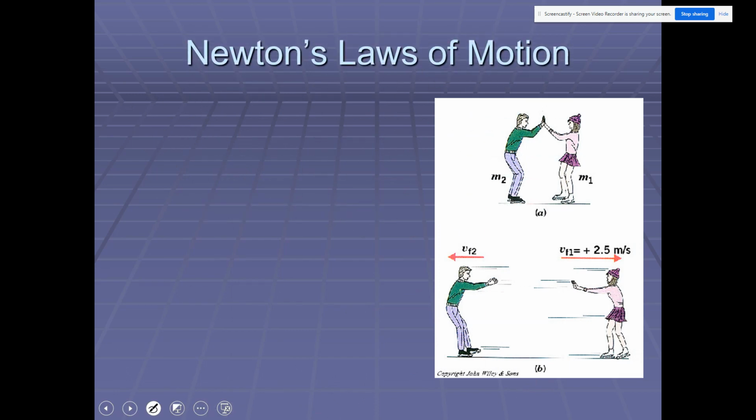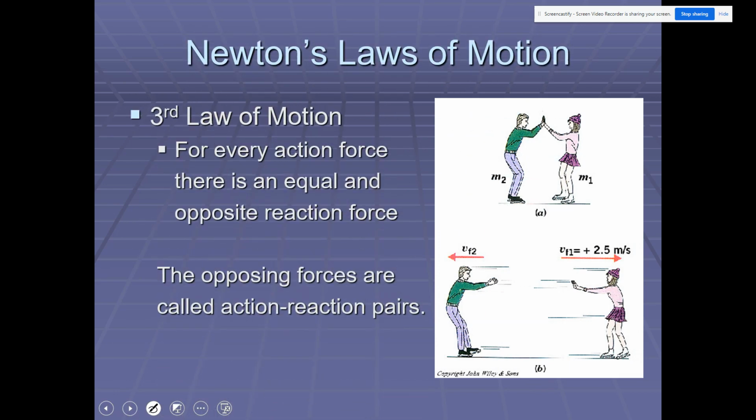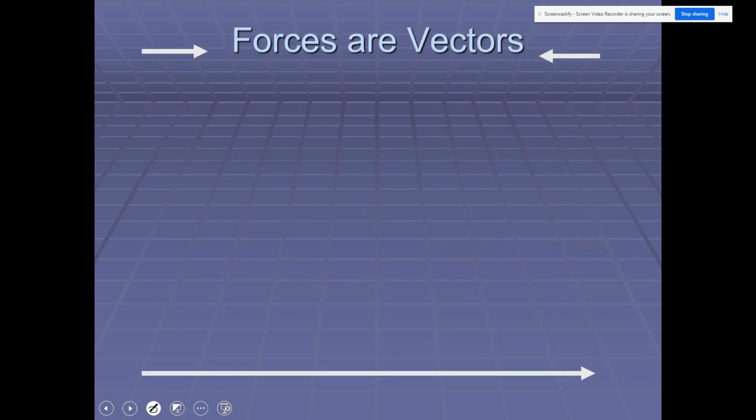All right, Newton's third law of motion is the action-reaction law. For every action, there is an equal and opposite force reaction. The opposing forces are called action-reaction pairs. This will be more important when we get to collisions. But for every action, there is an equal and opposite reaction.